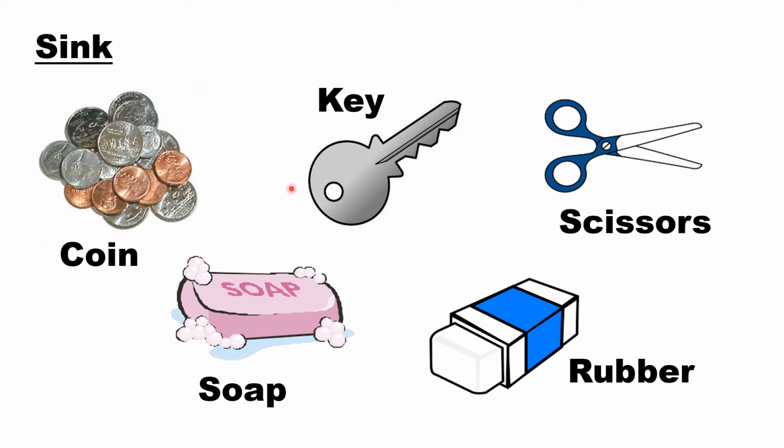So first, we are going to identify the things that will sink. As you can see on the screen, there are different things. When you put them in the water, they will go down. They will sink. Number one, coin. Repeat after me, coin. Key. Scissors. Very good. Soap. And the last one, rubber.